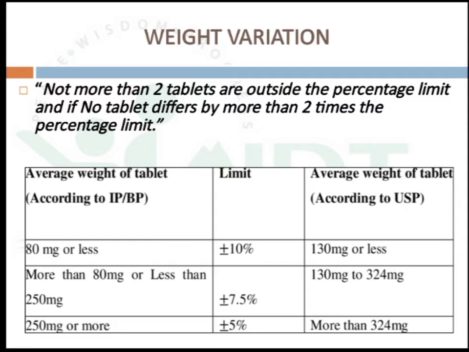Okay, so not more than 2 tablets should be outside the percentage limit, and not even 1 tablet should differ by more than 2 times the percentage limit. So suppose 1 or 2 tablets are outside this 475 mg to 525 mg range. None of them should be less than 450 or greater than 550. If it is so, this tablet will fail this weight variation test.